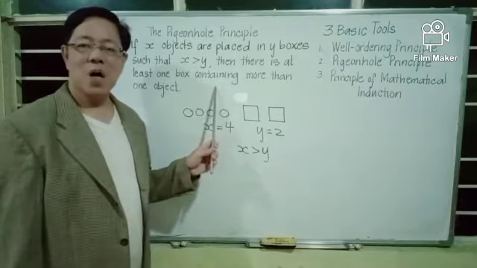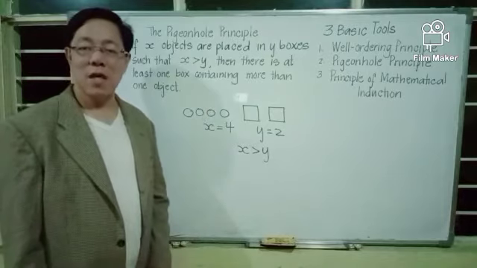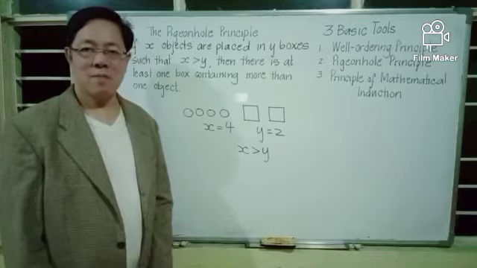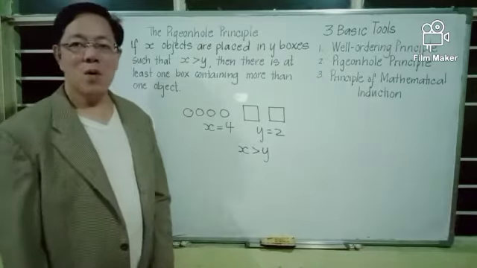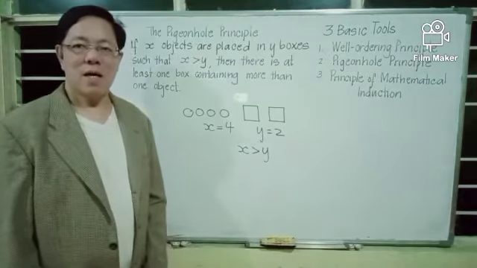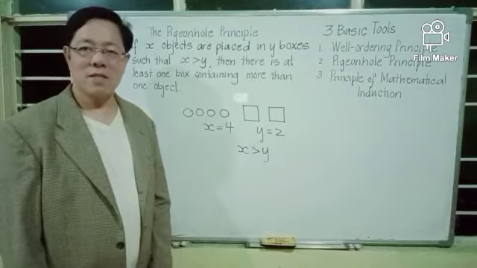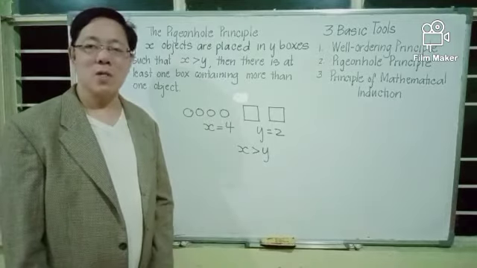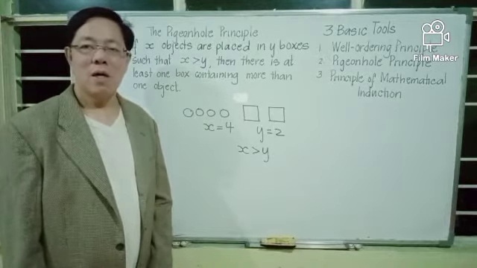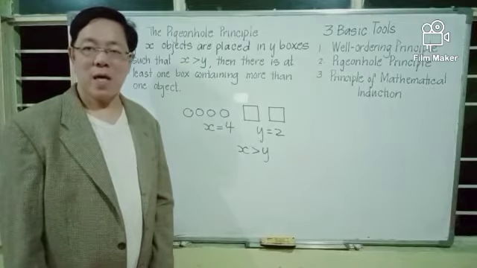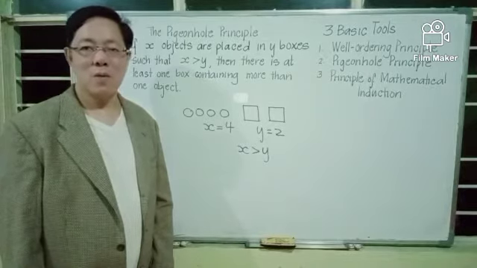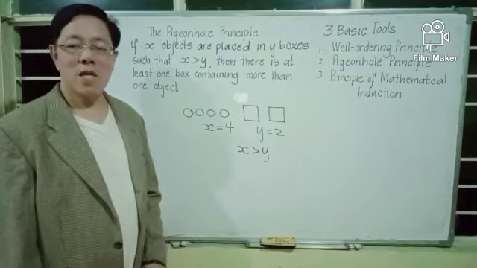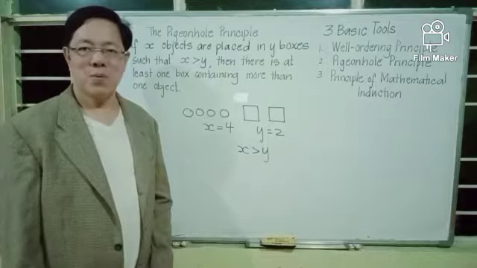And the opposite of this conclusion is that none of the boxes contains more than one object. And we will show that the assumption that none of the boxes contains more than 1 object will lead to a contradiction, and we will conclude that the conclusion that there is at least 1 box containing more than 1 object must be true.